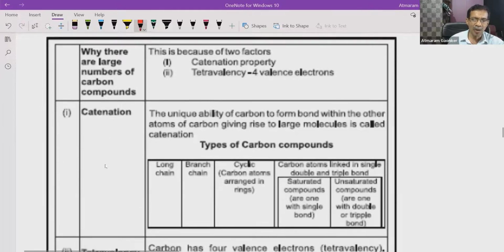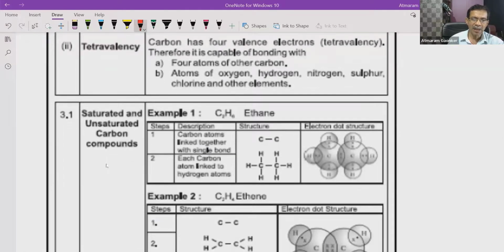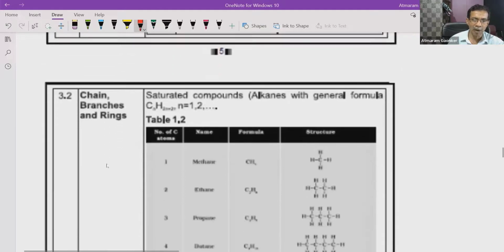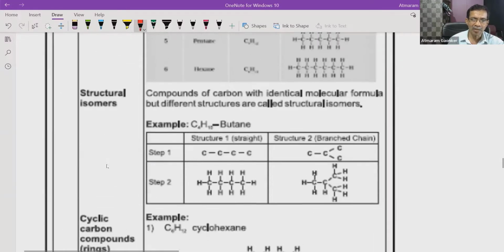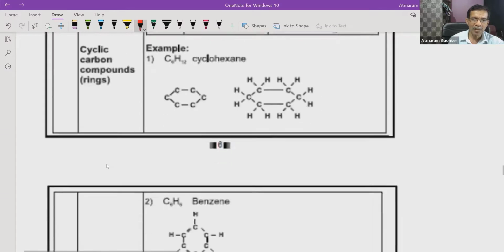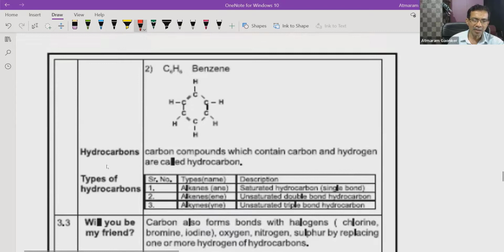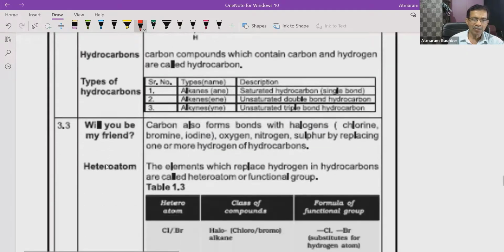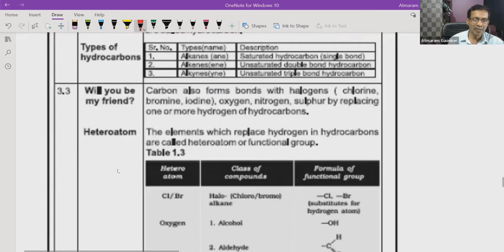We will see what is catenation, what is tetravalency, and next we will see saturated and unsaturated carbon compounds. Then chains, branches and rings in carbon compounds, structural isomers, cyclic carbon compounds, those are in rings, hydrocarbons. Then we will answer about something called "will you be my friend".